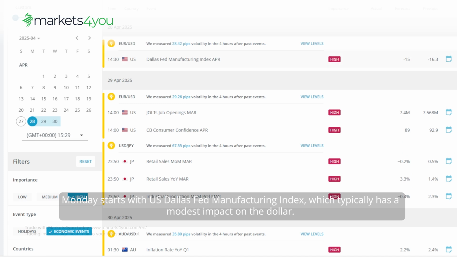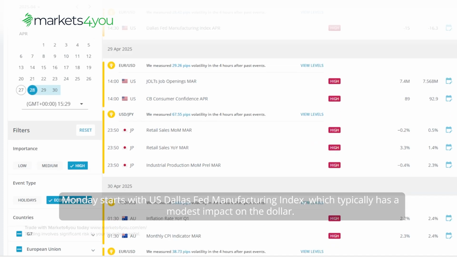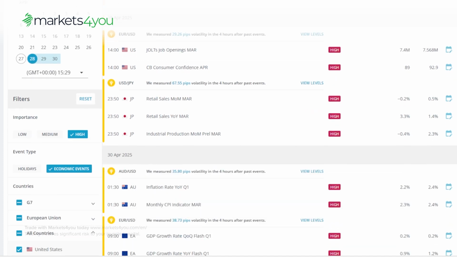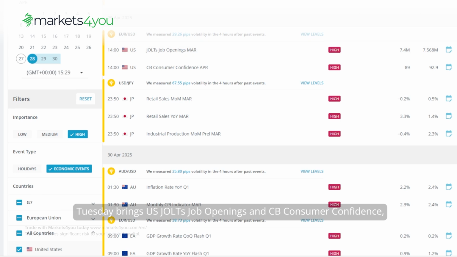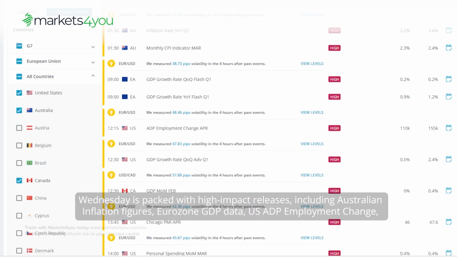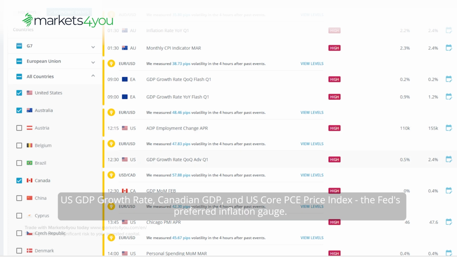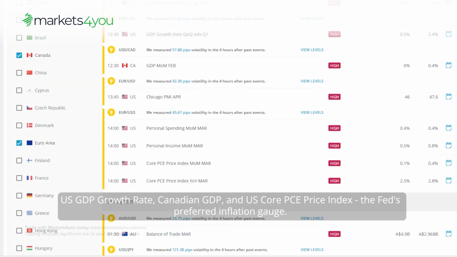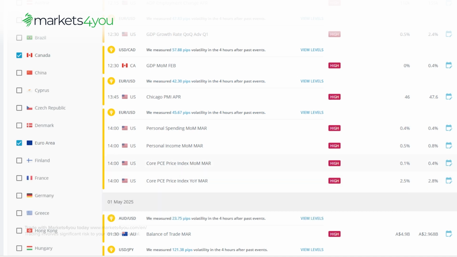Monday starts with US Dallas Fed Manufacturing Index, which typically has a modest impact on the dollar. Tuesday brings US JOLTS job openings and CB consumer confidence, followed by Japanese retail sales and industrial production data overnight. Wednesday is packed with high-impact releases, including Australian inflation figures, Eurozone GDP data, US ADP employment change, US GDP growth rate, Canadian GDP, and US Core PCE price index, the Fed's preferred inflation gauge.